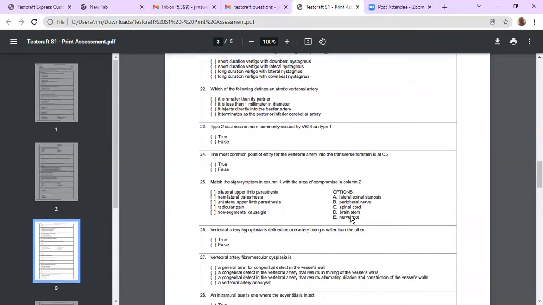No, that's not it. That's normal. It's actually normal to have one smaller than the other. Usually the right one's the smallest. Equal size is actually unusual. Okay.